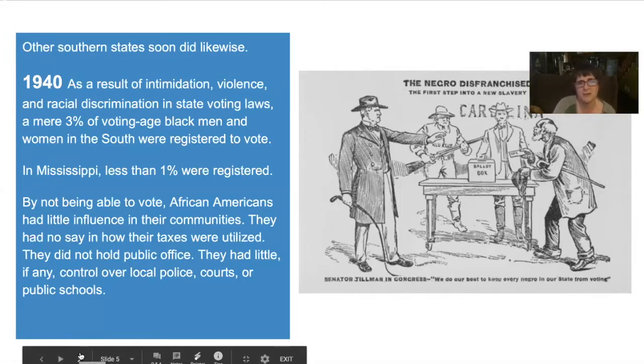By not being able to vote, African Americans had little influence in their communities. They had no say in how their taxes were utilized. They did not hold public office. They had little, if any, control over local police, courts, or public schools.